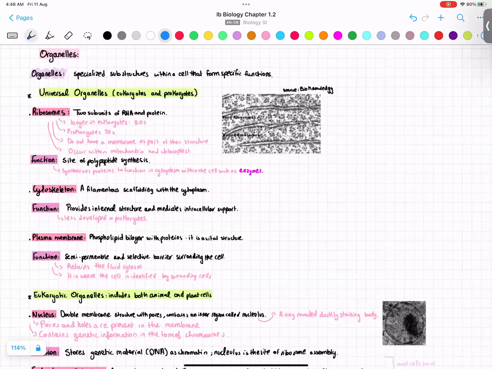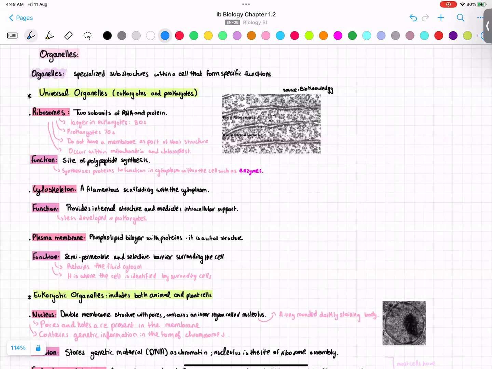And the cytoskeleton. It's not talked about in many IB resources, but we have to know this, because the thing about IB Biology especially is that you have to make sure that you go over all your resources, because again, it's a very wide curriculum. The cytoskeleton is a filamentous scaffolding within the cytoplasm. What it does is provide internal structure and mediate intracellular support. So it provides a structure which supports the cell, and it's less developed in prokaryotes. Again, the cytoskeleton is in both eukaryotes and prokaryotes. Again, these are universal organelles. Please keep that in mind.